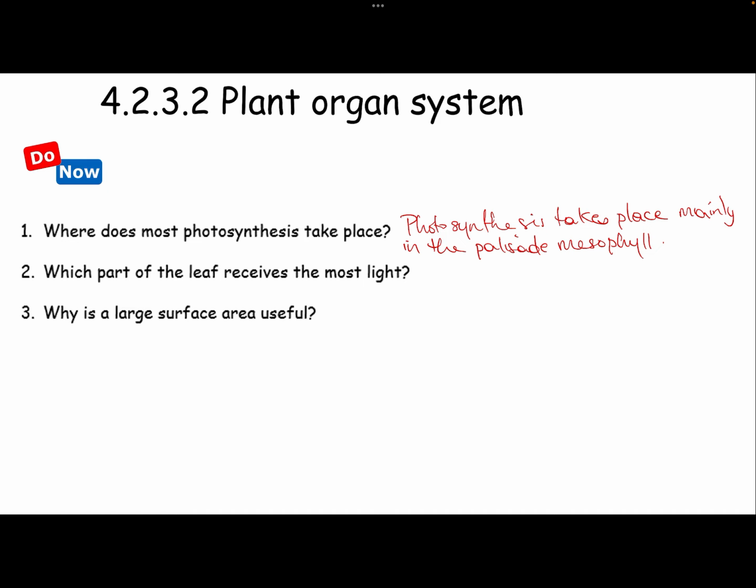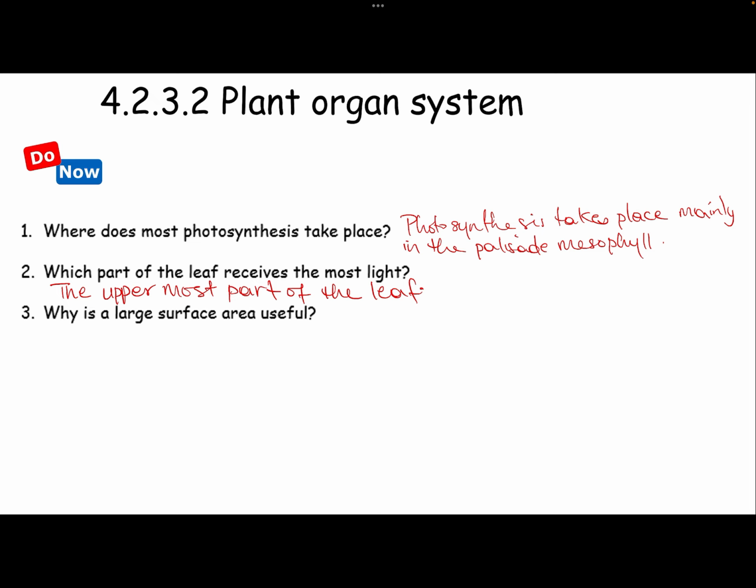Number two, which part of the leaf receives the most light? It is the uppermost part of the leaf that faces the sun.